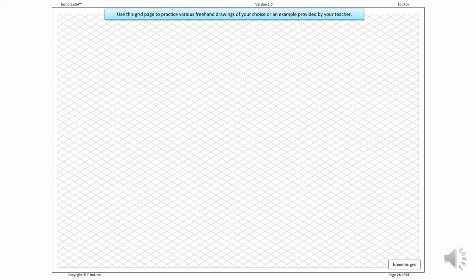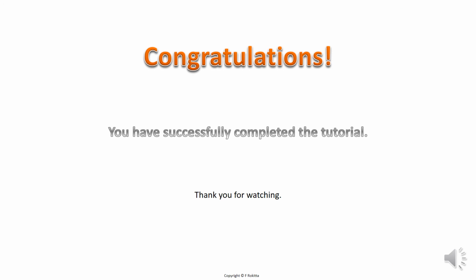Another page has been provided to you in the Grade 8 Technology workbook, onto which you can continue practicing freehand drawings. This isometric grid has been provided for you to do any exercises of your choice or to copy down examples given by your teacher on the board. This will help you improve your skill in freehand drawings. Congratulations! You have successfully completed the tutorial on freehand drawings in the Grade 8 workbook.